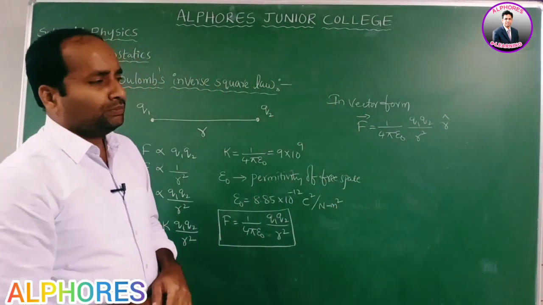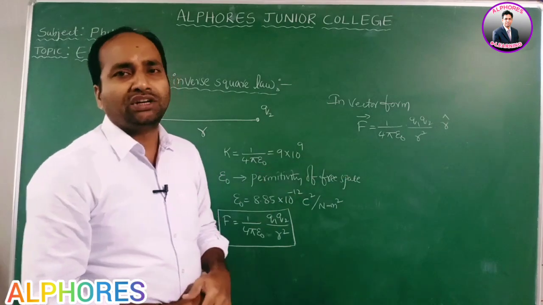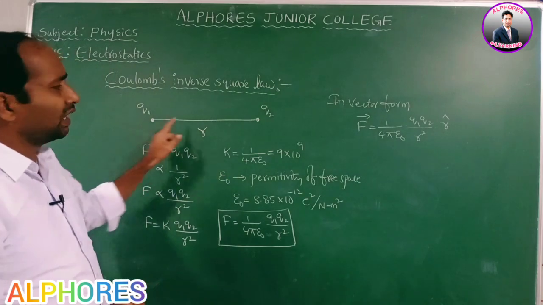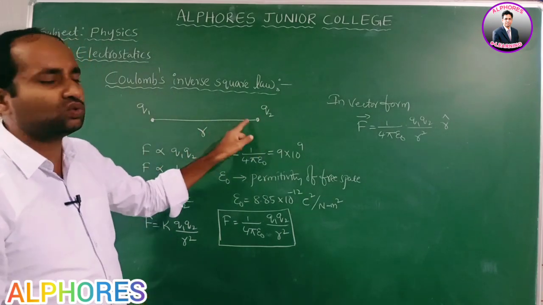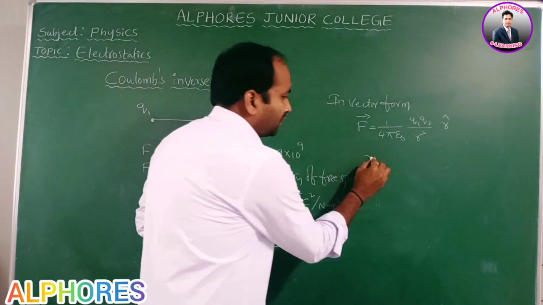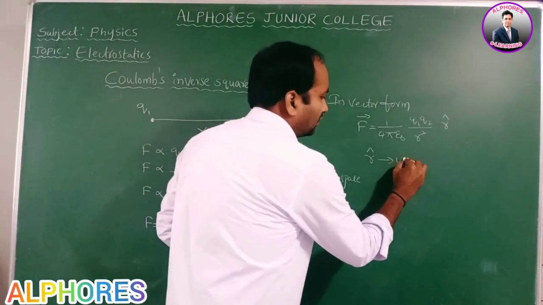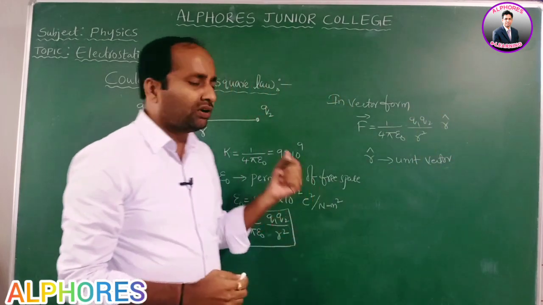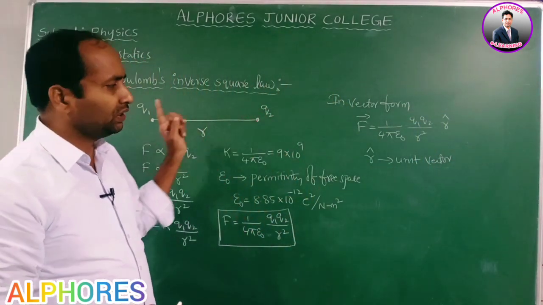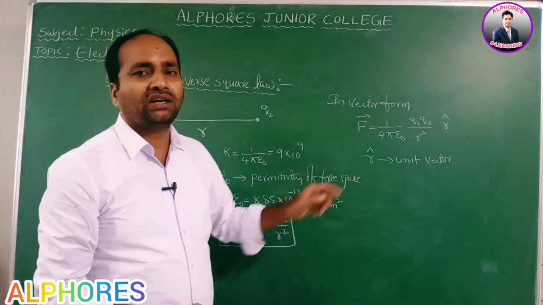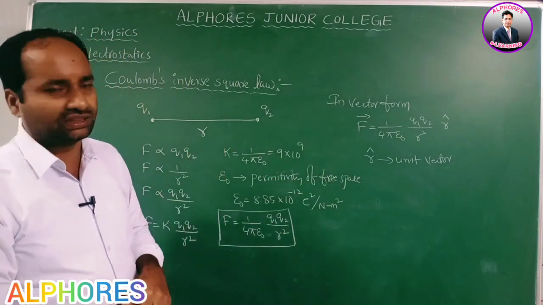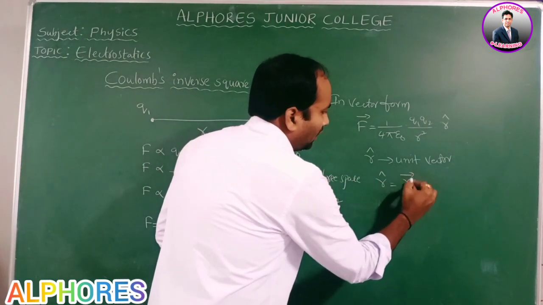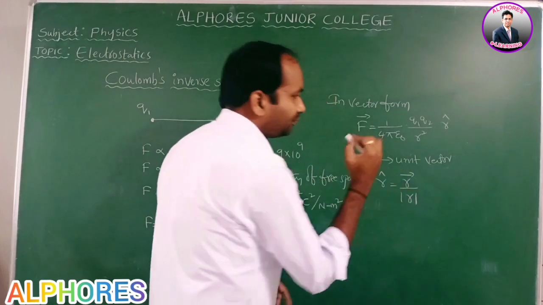What is R cap? R cap is the unit vector along the line joining the two charges Q1 and Q2. The purpose of the unit vector is only to specify the direction. So R cap can be written as vector R by magnitude of R.